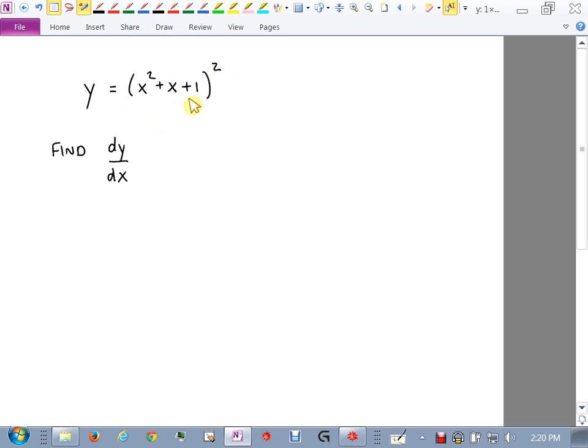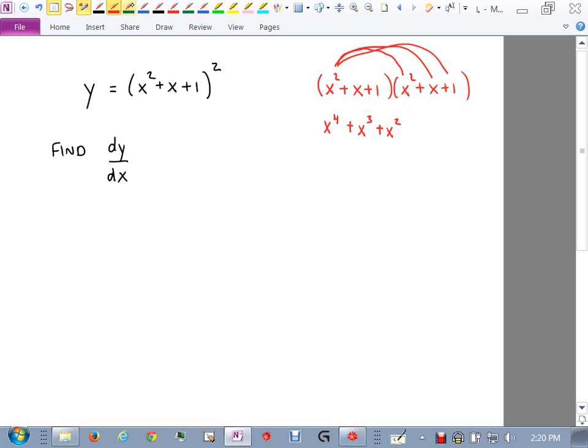That means I have to actually square that. So on the side here, I'm going to do x squared plus x plus 1 times itself, x squared plus x plus 1. When I expand, x squared times x squared is x to the 4th. X squared times x is x cubed. X squared times 1 is x squared. Then x times x squared is x cubed. X times x is x squared. X times 1 is x.